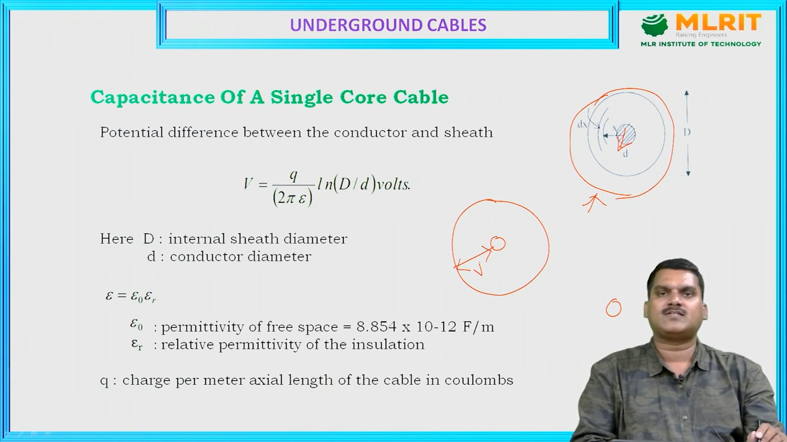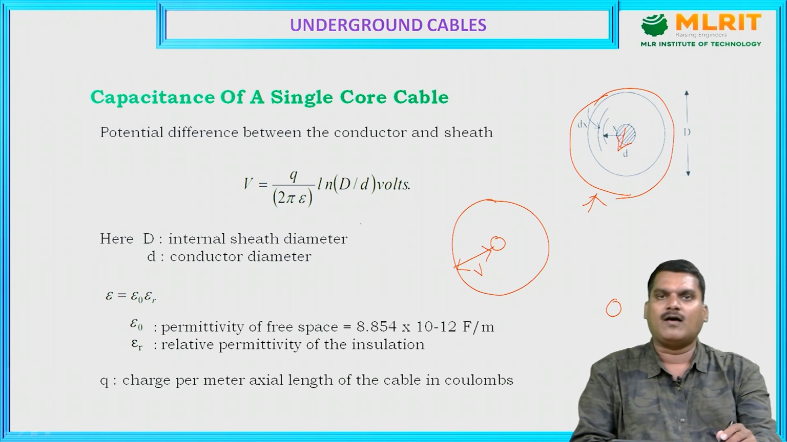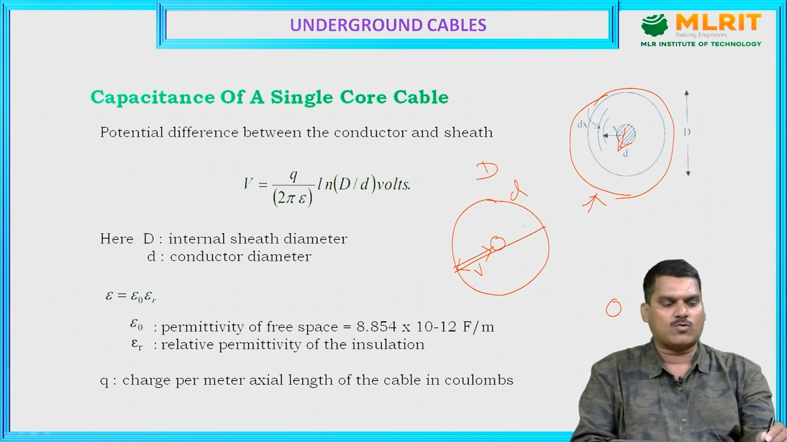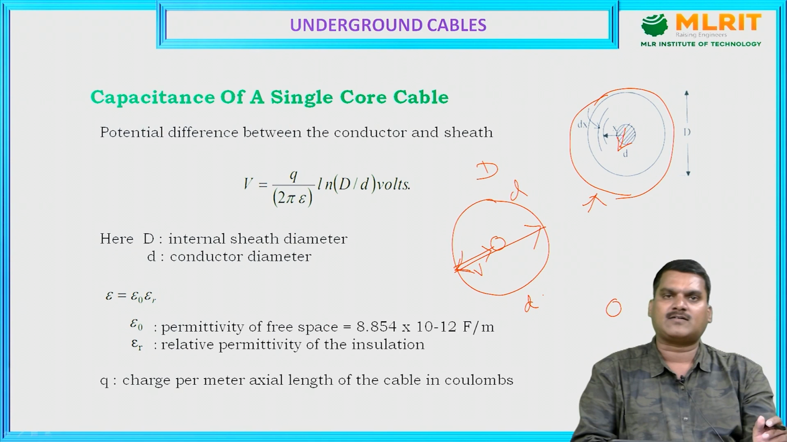That potential difference is given as Q by 2 pi epsilon ln D by d. In this figure, capital D is the diameter of the total underground cable, and small d is the diameter of the conductor placed within the underground cable. So the voltage difference between the conductor and sheath is V, which is Q by 2 pi epsilon ln D by d. Q is the charge on the conductor.